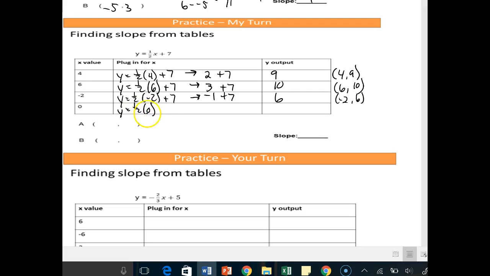So anything times 0 is just going to be 0. So that's just going to be 0 plus 7, which is just 7. So output 0, comma 7.